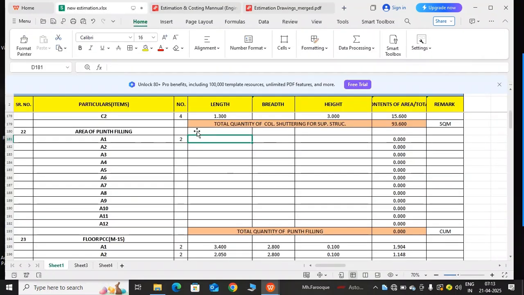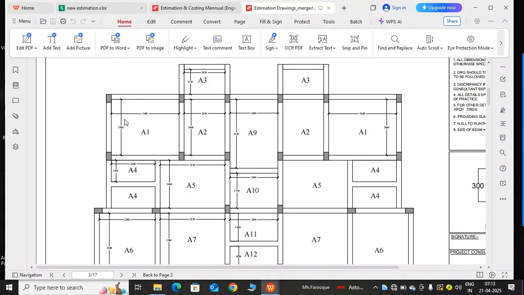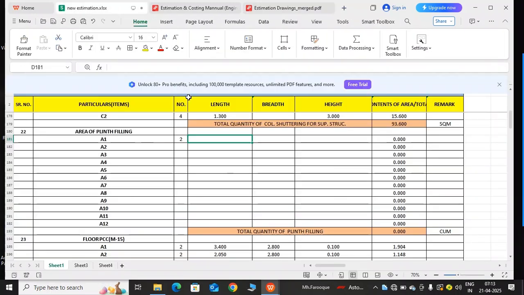What is the length? You can write A1. This is the breadth and this is the length. 3400 by 2800. I'm writing here 3.4 by 2.8. You can write here what is the height of area of plinth filling. So I'm coming here to show you.